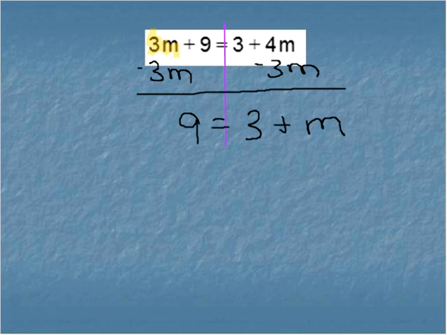Right, we need to get rid of that positive 3 that's in front of our m, so let's get rid of that by subtracting it from both sides. 9 minus 3 is 6, and on the left-hand side I'm just left with m. So to write my final answer, we get m equals positive 6.